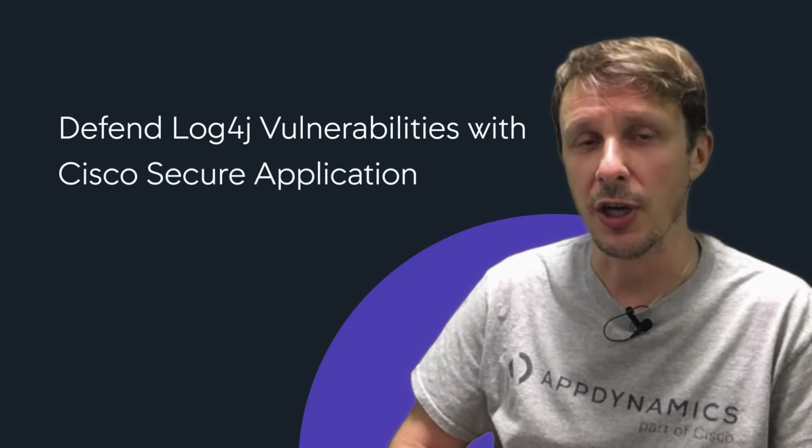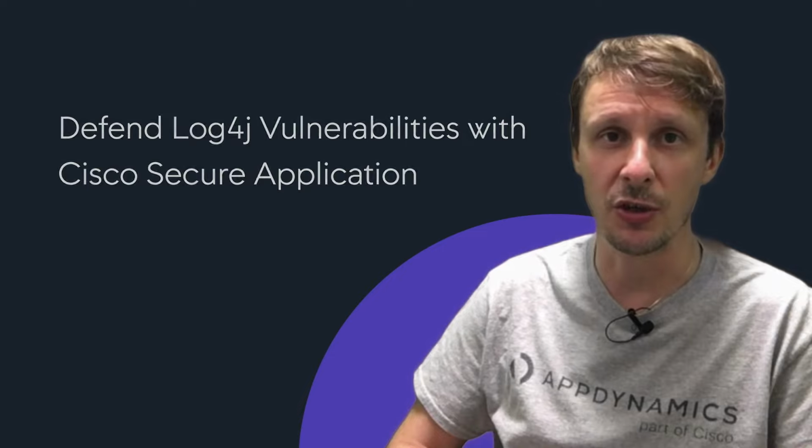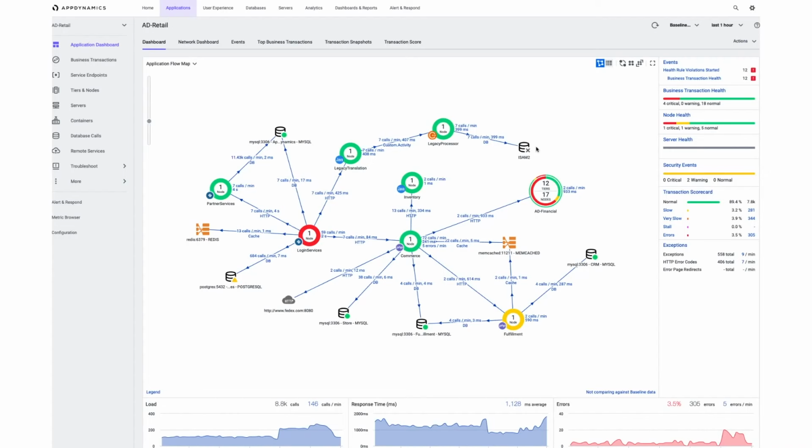Given the severity of the latest Apache Log4j vulnerability, we at AppDynamics would like to show you the benefits of using the AppDynamics platform with Cisco Secure Application in order to detect and mitigate these types of critical vulnerabilities. We'll start from the application flow map, the dashboard. We'll click on Security Events.